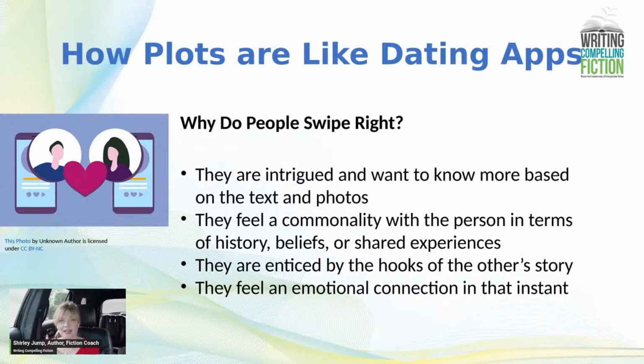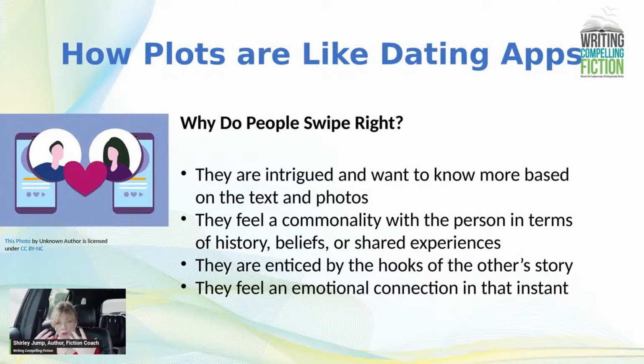And although I'm remarried now to my second husband, I was on dating apps for quite a while. And anybody who's been on them knows that there's a lot of things that make you swipe right as opposed to swiping left. And for me, it was when I was intrigued and wanted to know more based on the text and the photos, or I felt a commonality with the person in terms of histories, beliefs, shared experiences. I liked the hooks that were in their profile, or I felt an emotional connection in that instant from something. Maybe it was a picture or some words they wrote or something like that. That's what makes people swipe right.